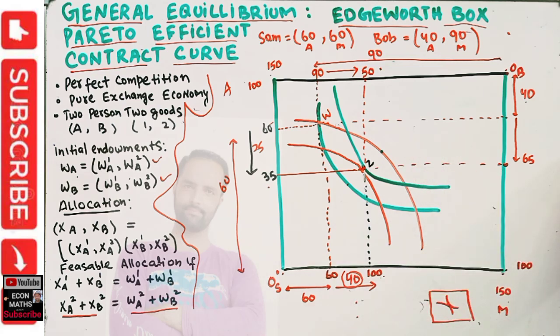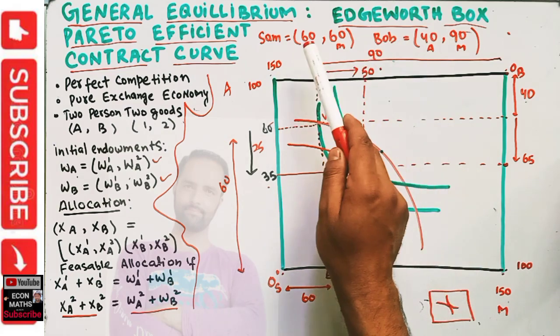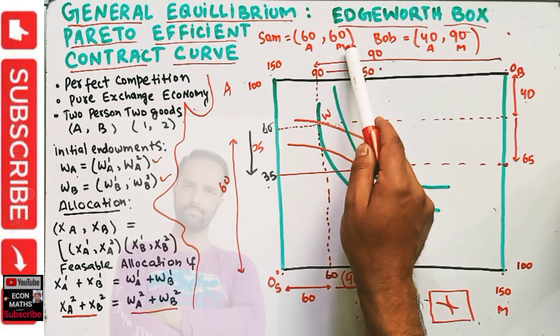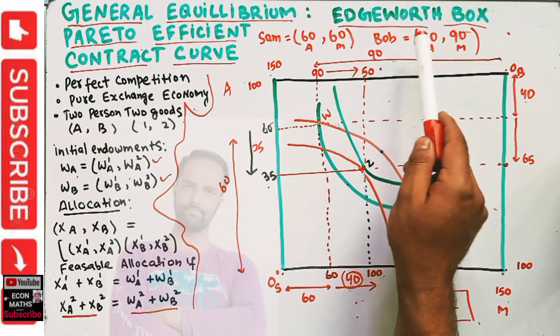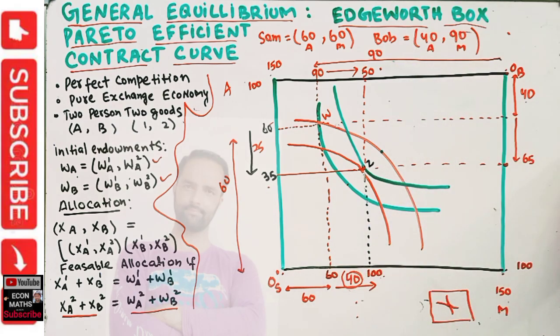So this was about how to construct the Edgeworth box. Let me recapitulate it again. We were having two persons, Sam and Bob. Sam has 60 units of apples and 60 units of mangoes. Bob has 40 units of apples and 90 units of mangoes.